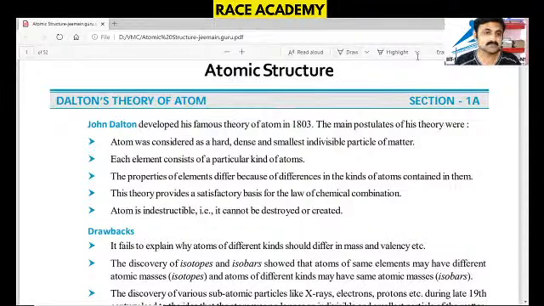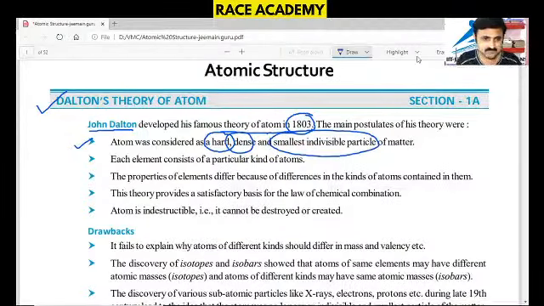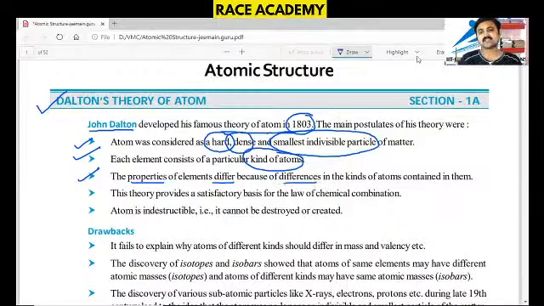In the beginning, we have an important theoretical aspect, that is Dalton's theory of atom. The famous scientist John Dalton developed this famous theory of atom in 1803. The main postulate is that atom is a hard, dense, smallest indivisible particle. He told that each element consists of a particular kind of atoms. Different elements have different properties because of differences in the kinds of atoms contained in them. So different elements have different atoms.